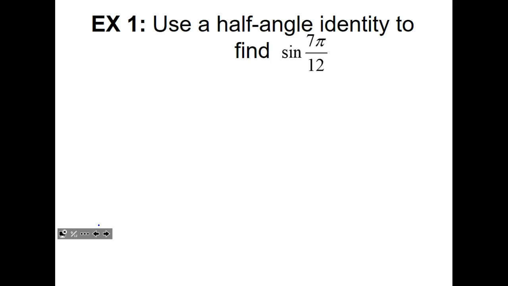So on your test, you'll probably have one question that says use the sum and difference identities to find this value. The other one will say use a half angle identity to find this value, because they can be done with either one. So for example 1, we've got sine of 7 pi over 12. Now, my formula for half angle identities is sine of theta divided by 2 equals plus or minus the square root of 1 minus cosine theta over 2.